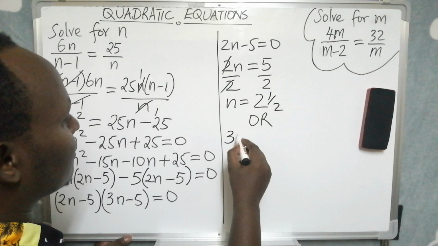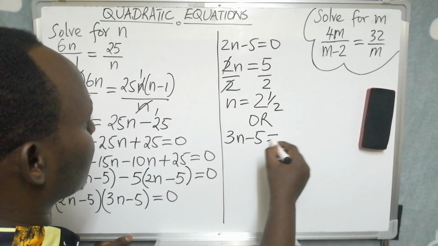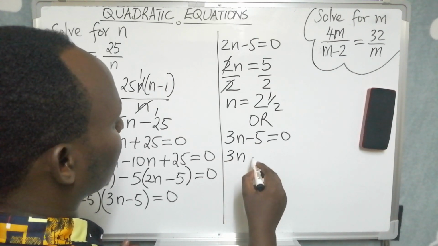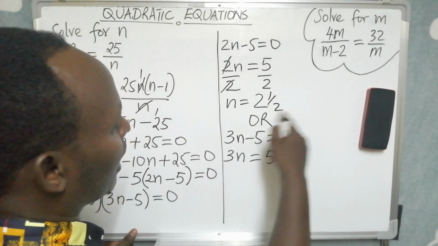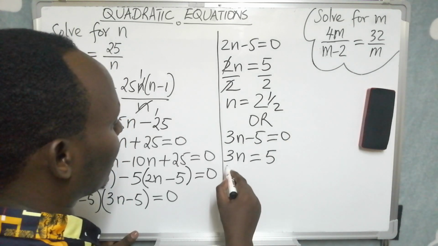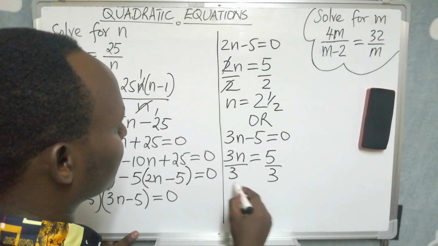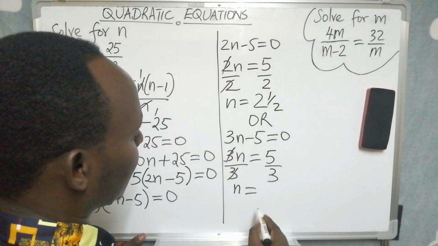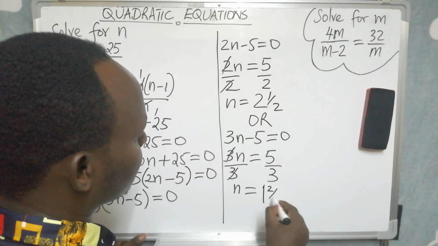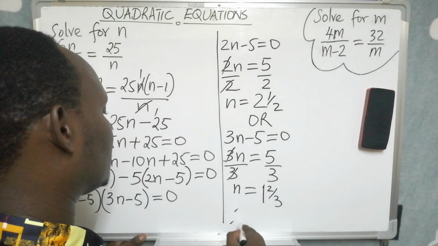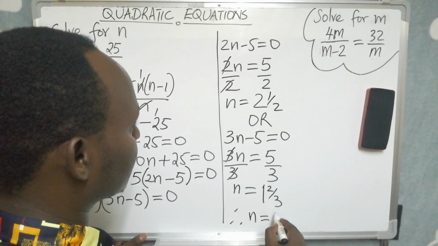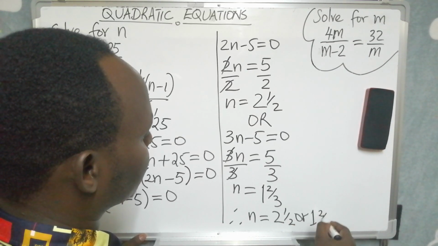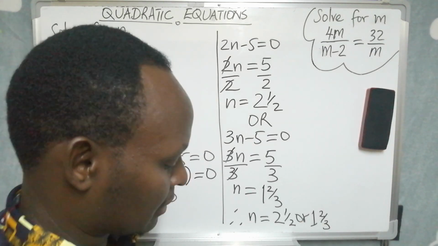3n minus 5. 3n minus 5 is equal to 0, and that will give us 3n is equal to 5 when you add 5 to both sides of the equation and divide both sides by 3 to get n as 5 over 3, which is the same as 1 and 2/3. And therefore, our value of n is 2.5 or 1 2/3. And that is our answer.